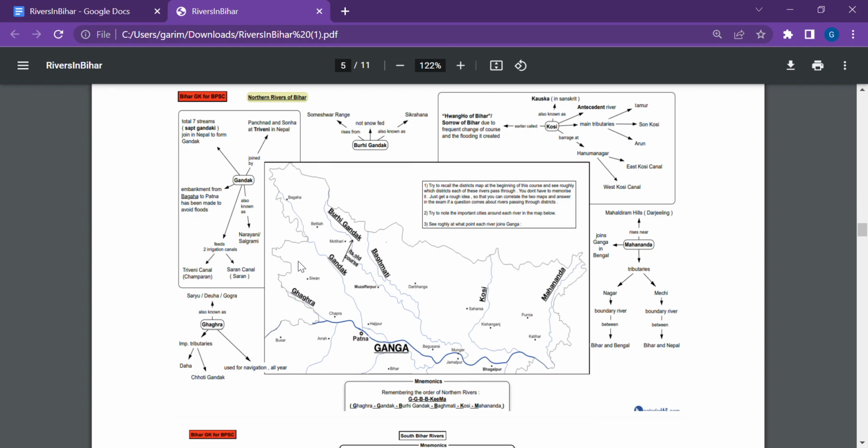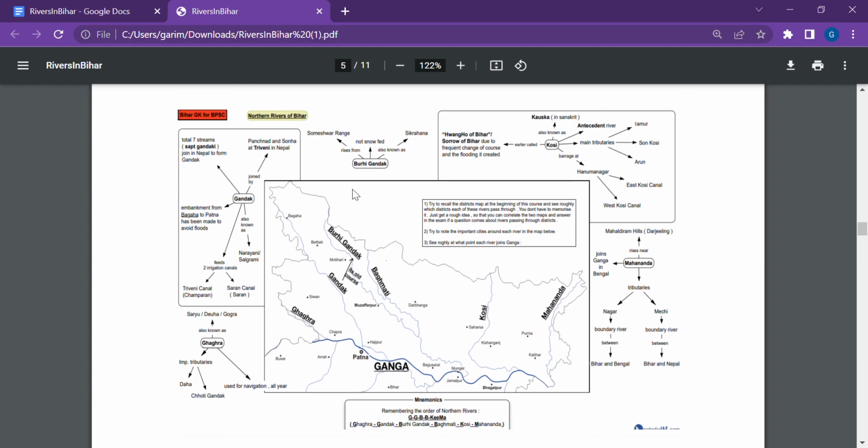Okay, after the Gandak, we are going to see the Ghagra. It is also known as Saryu in UP, and Dyuha and Gogra. Its important tributaries are Daha and Choti Gandak. And I think this Ghagra also forms the border of UP and Bihar. Okay, the Ghagra is used for navigation all year because it is perennial, so we are not dependent on rain for navigation on the Ghagra.